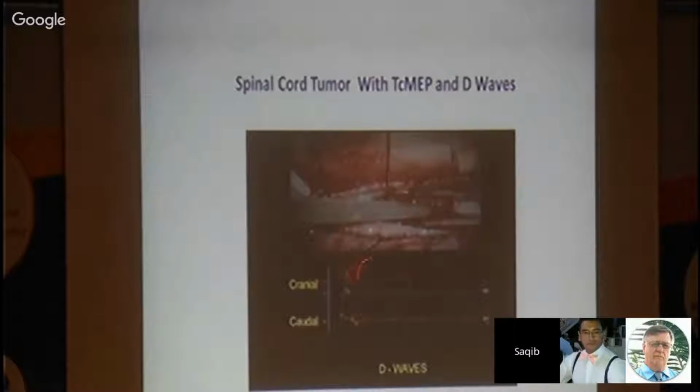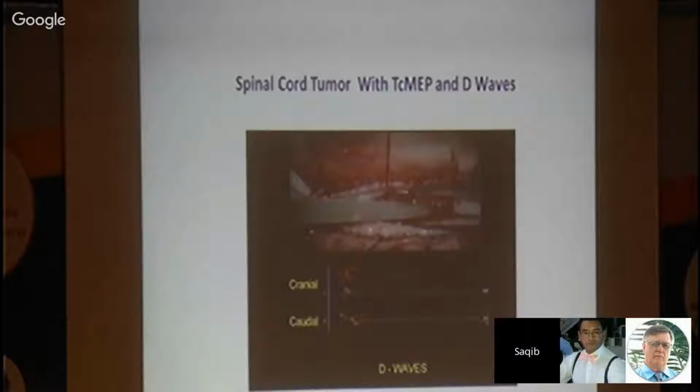But in D waves, direct waves, we're stimulating proximal to the tumor. You can stimulate the scalp or you can stimulate the cord, and you record just distal to the tumor. These D waves were intact, so we did not stop the surgery. We continued the surgery because the D waves were intact.